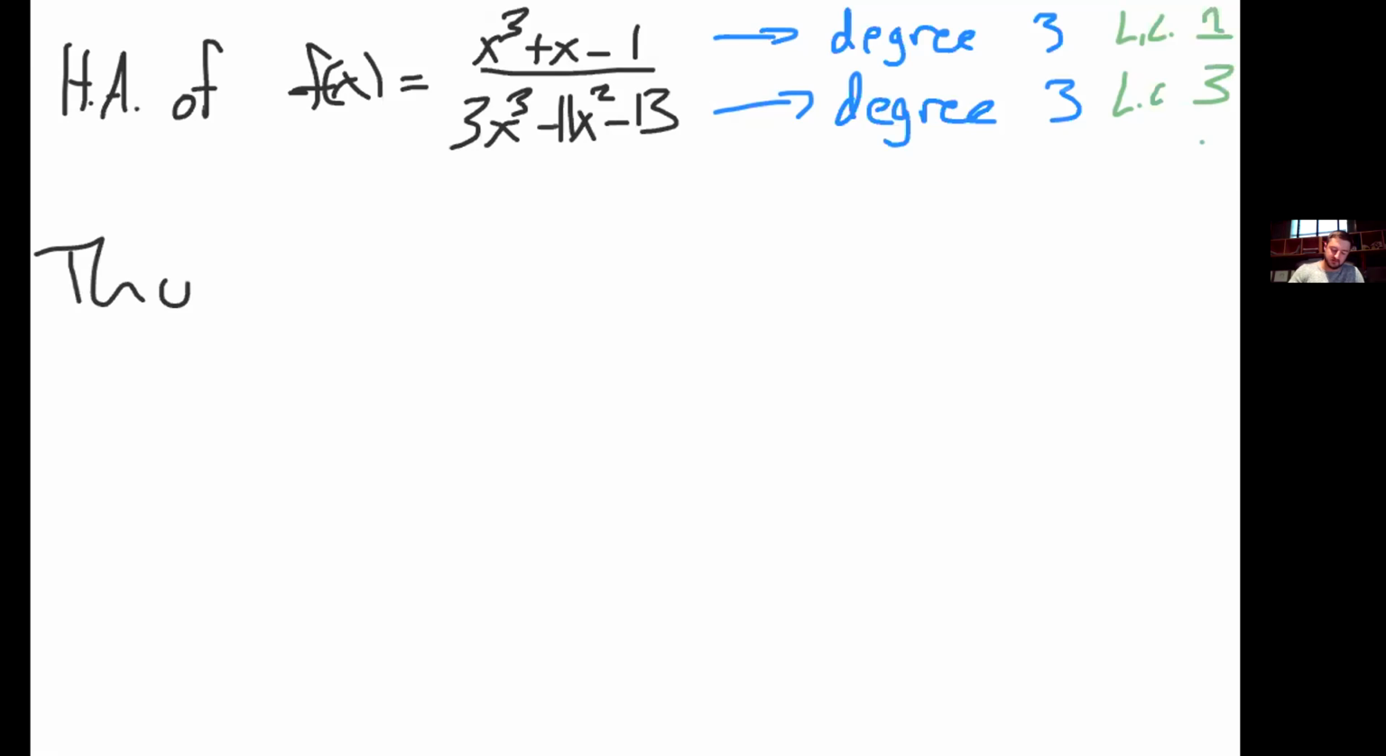Thus, the horizontal asymptote for this function is y equals 1/3. But I think a very strong majority of people put that. So good job, everyone.